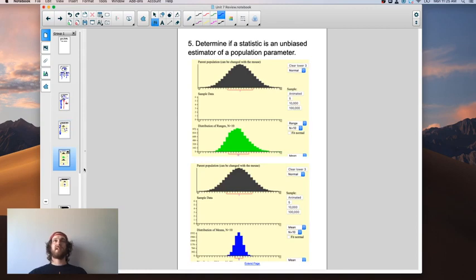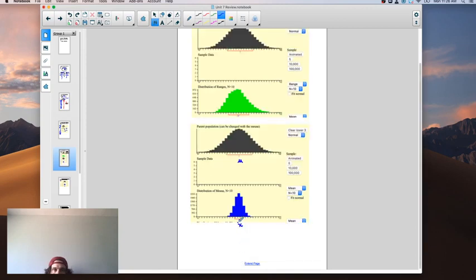Determine if a statistic is an unbiased estimator of the population parameter. Okay, so in order to do that, we use kind of a controlled environment where we know what the population parameter is. Down here, let's take a look at the mean. The mean of this distribution seems to be somewhere around 16 or 17. And the median as well, it's perfectly symmetric, it's a normal distribution. Here's our mean, so our parameter of interest is the population mean right here. And here is our distribution of x bars down here.